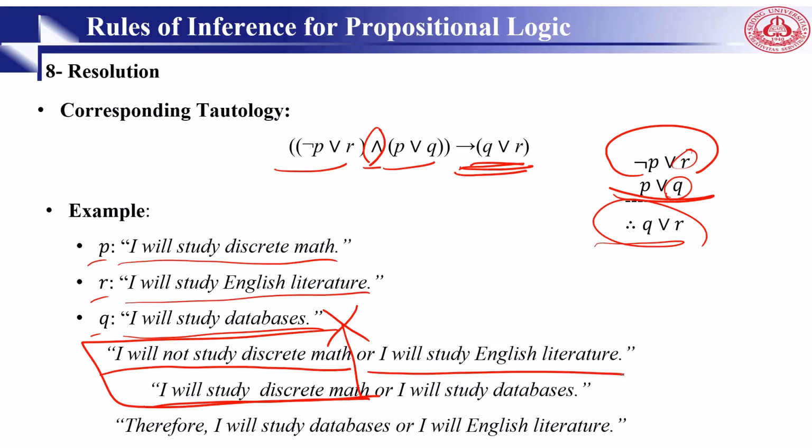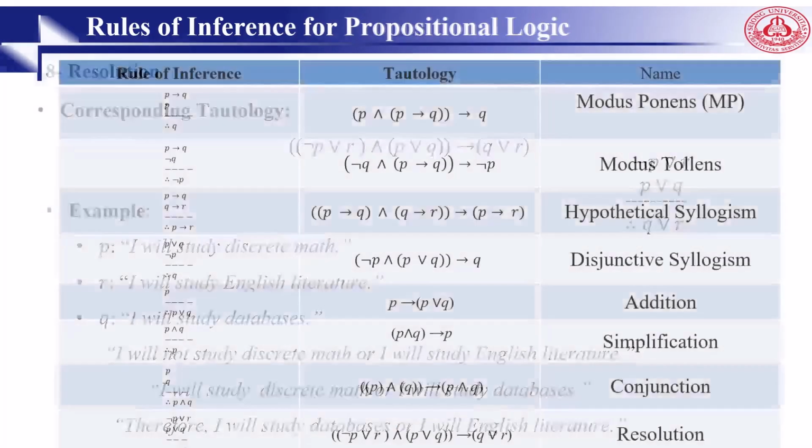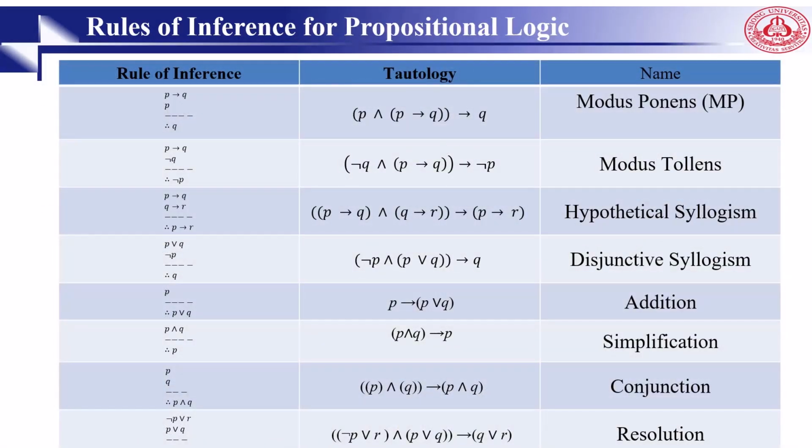So I will study English literature comes up, and I will study database. Then we can say I will study database or English literature, Q or R. So here is a list of rules that you can study, and we will use these things for propositional logic and to build valid arguments.